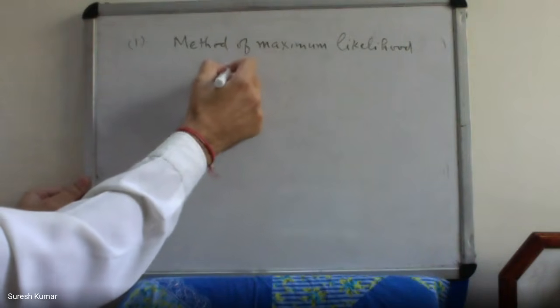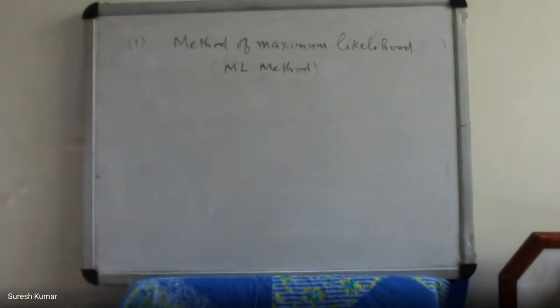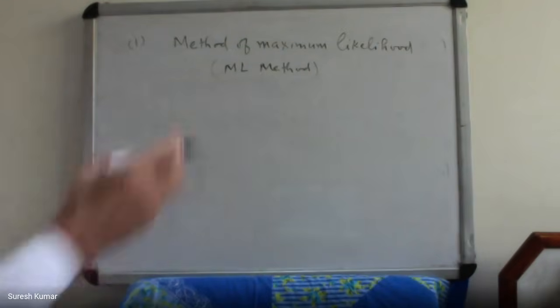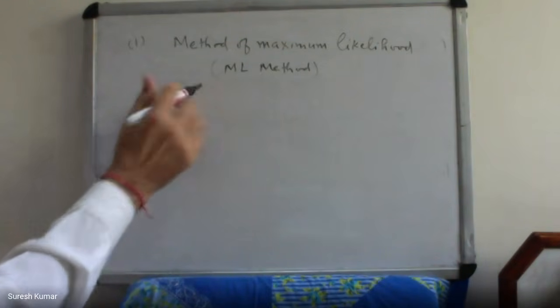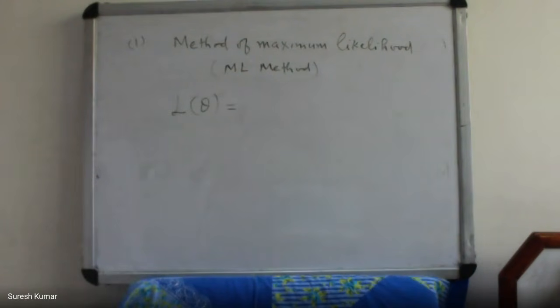Or in shortcut we can say maximum likelihood method, ML method. What is in this method? We write a likelihood function that gives the probability of our sample.